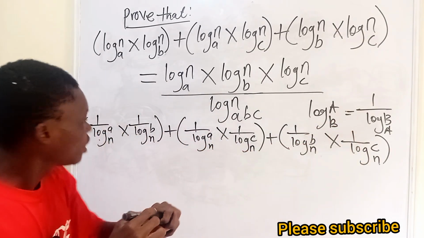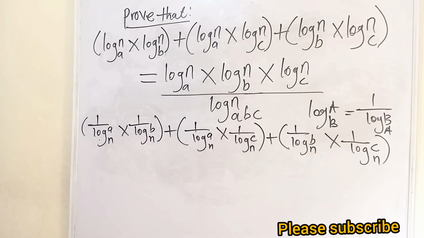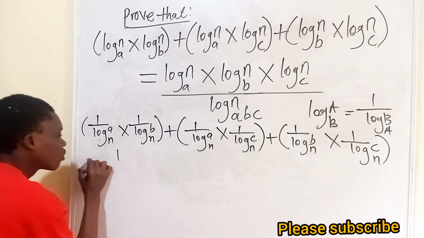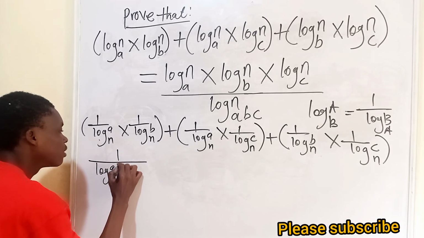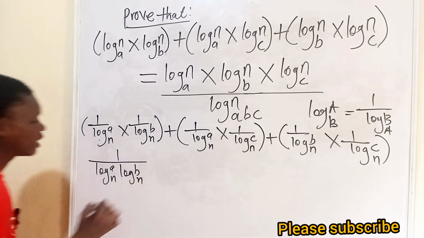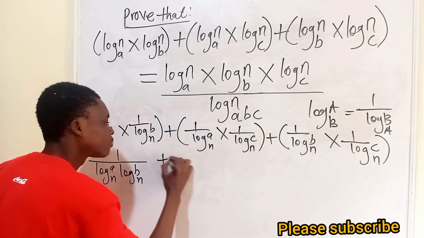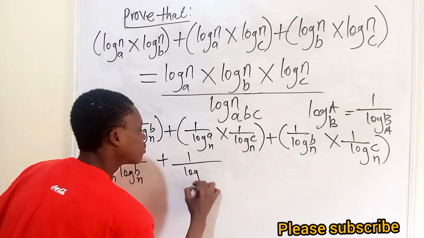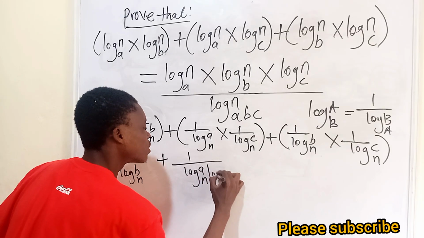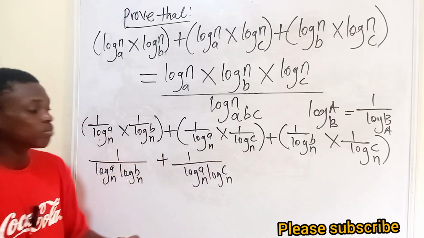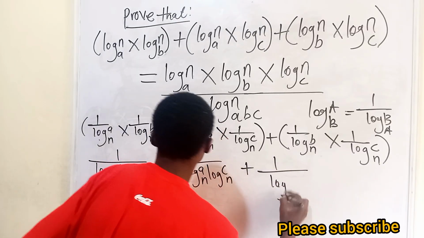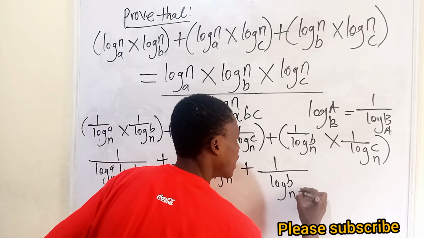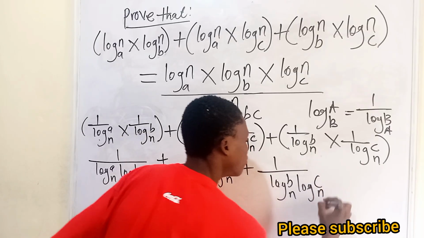Now the next thing is to multiply them together. If we multiply these two, we'll have 1 by log a base n log b base n, plus 1 by log a base n multiplied by log c base n, plus 1 by log b base n multiplied by log c base n.